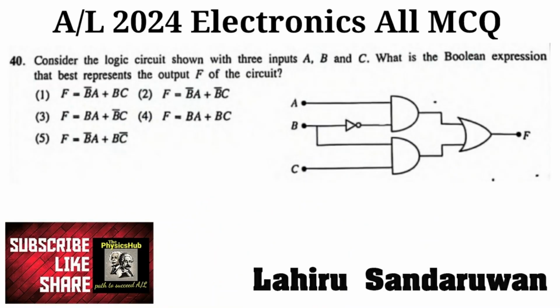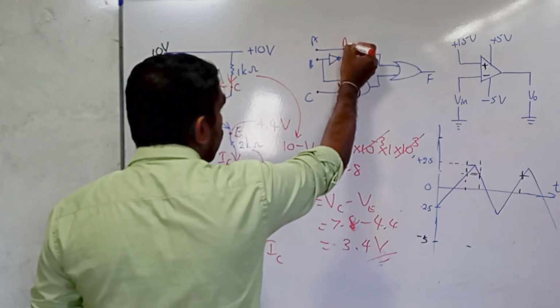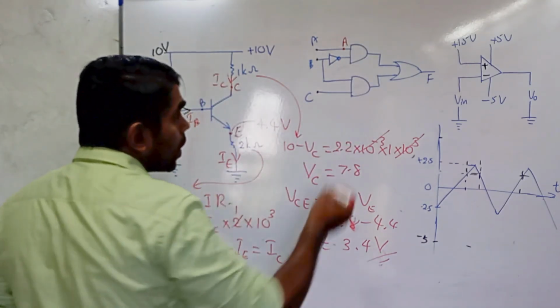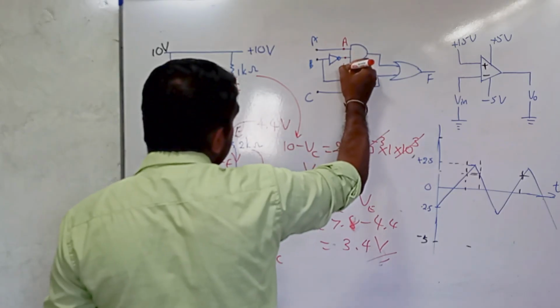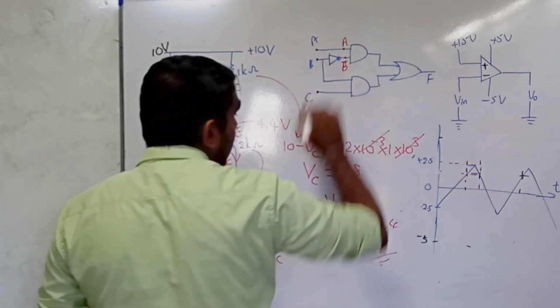Then the second question, it is the 40th question in the 2024 A-level paper. Consider the logic circuit shown with 3 inputs A, B and C. What is the Boolean expression that best represents the output F of the circuit? We can get that the input of this terminal is A. The input of this terminal is B bar because there is a NOT gate before the AND gate.